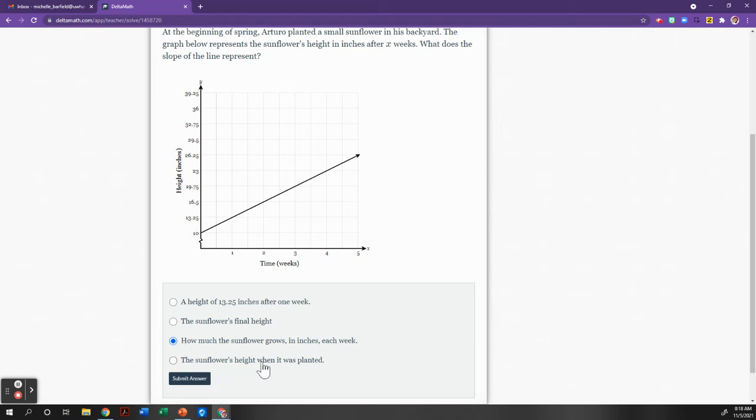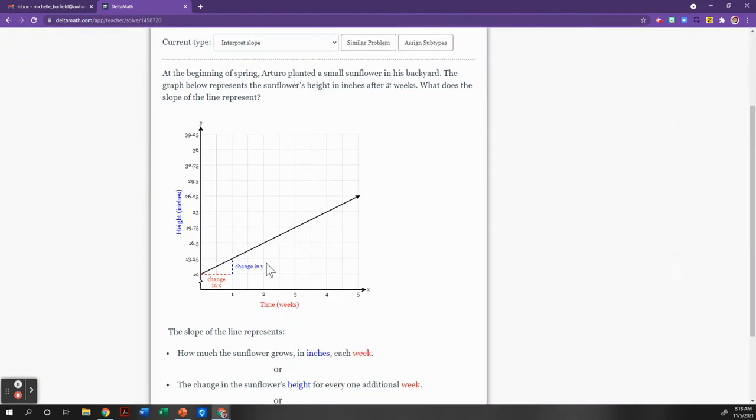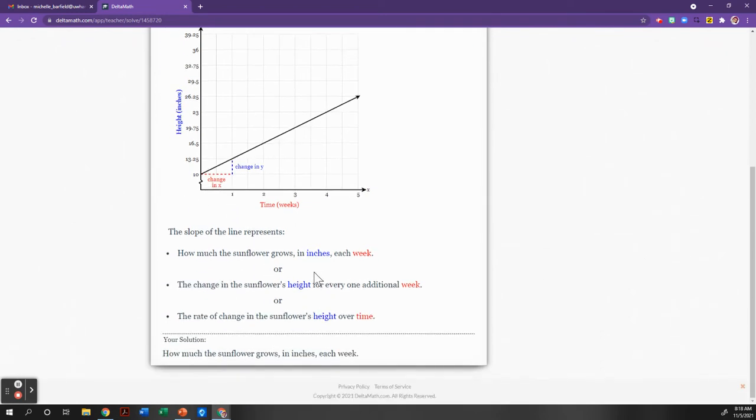The sunflower's height when it was planted. Again, that's a fact. That's exactly what happened when it was planted. It was 10 inches. That's not describing how something is changing. So I'm going to submit my answer, and I got my green check. Again, look at the words that were said: changes, and how much the sunflower grows in inches each week. It's all about how it's changing.